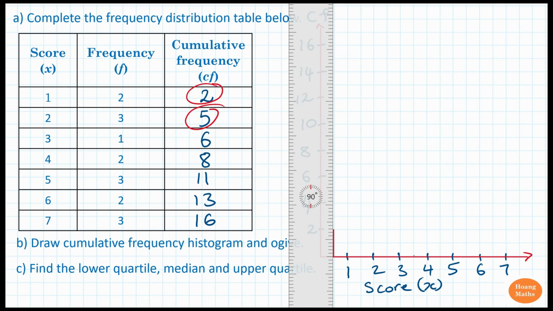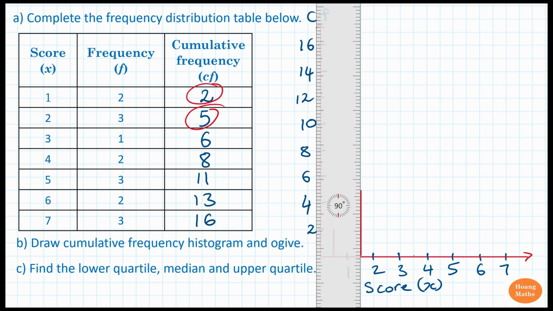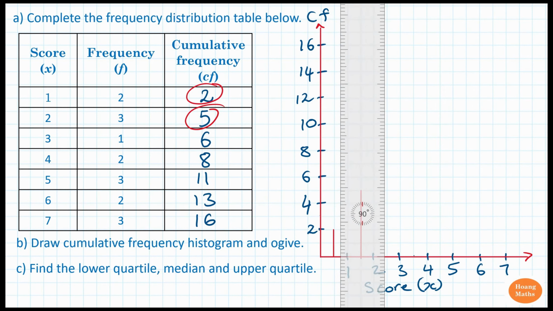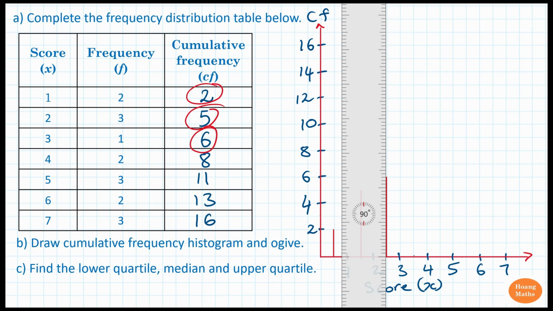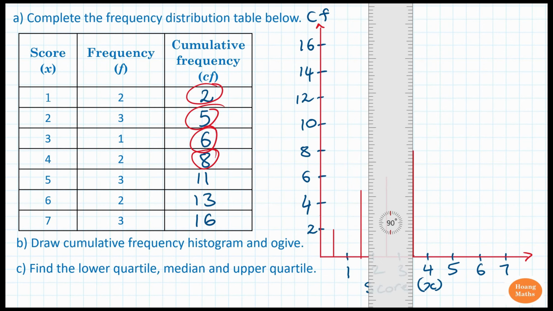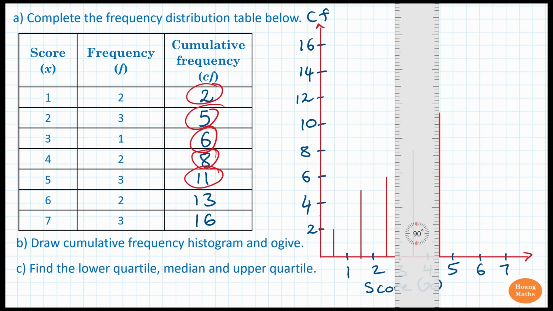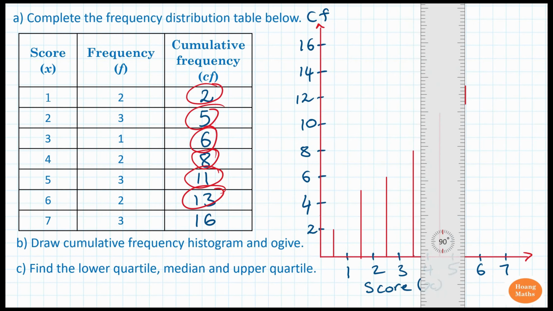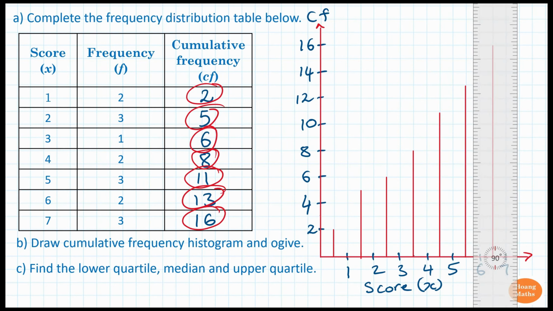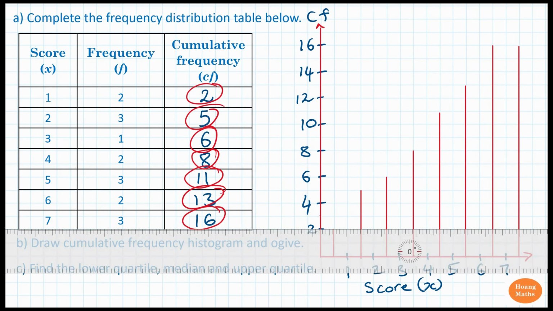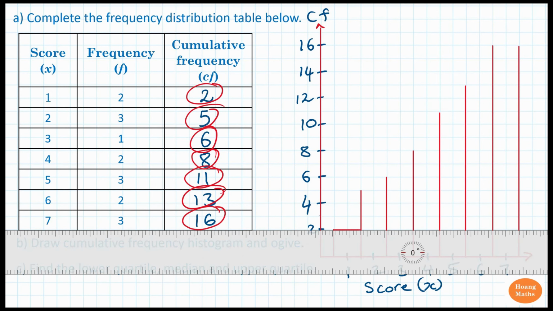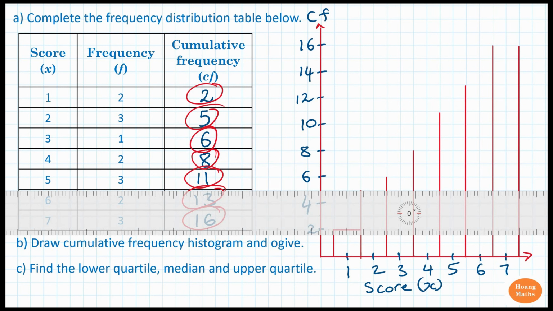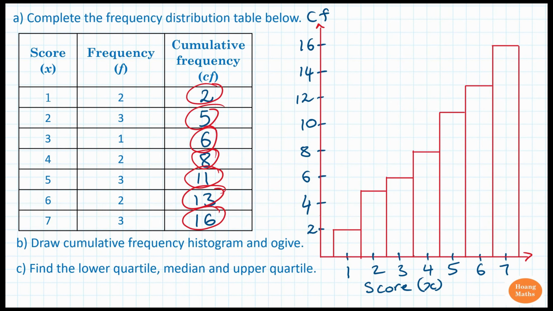So the next one is 5, so go all the way to 5. And next one is 6, so go all the way to 6. And then 8 for the next one, followed by 11, 13, and the last one is 16. So now I just connect these lines together, okay? This is the cumulative frequency histogram.